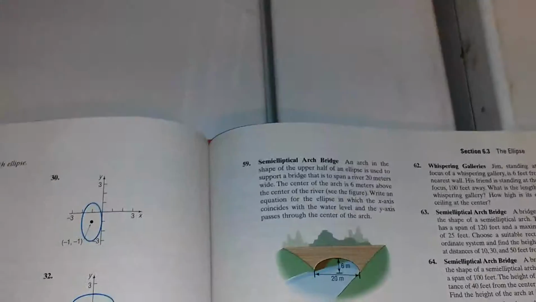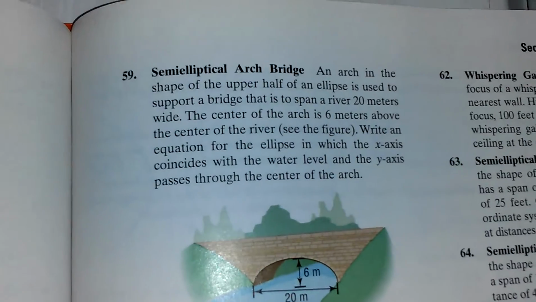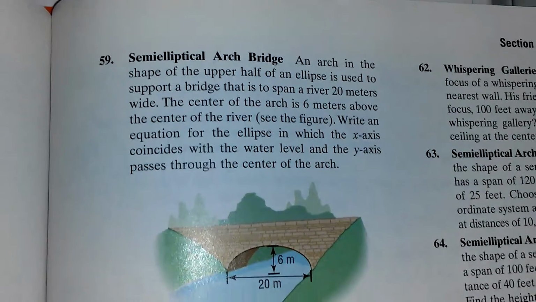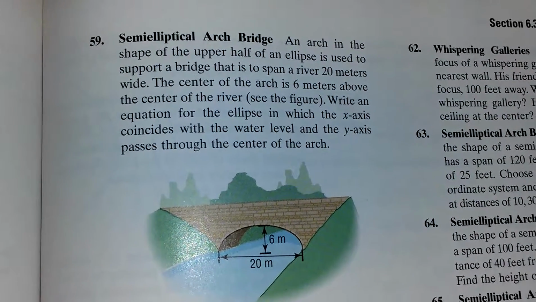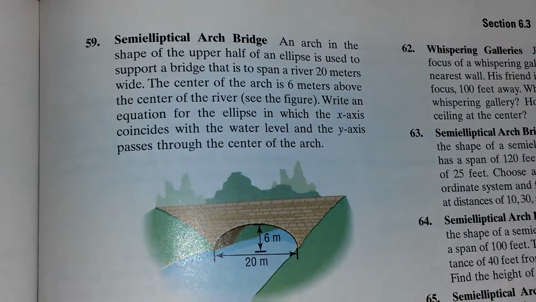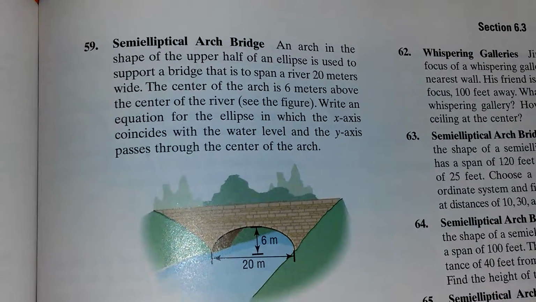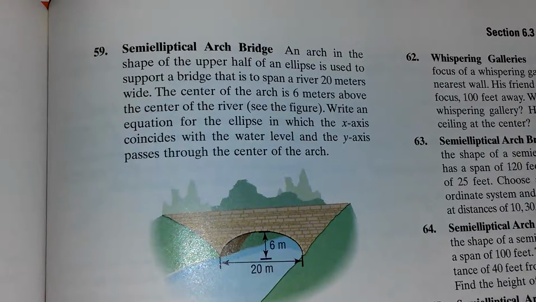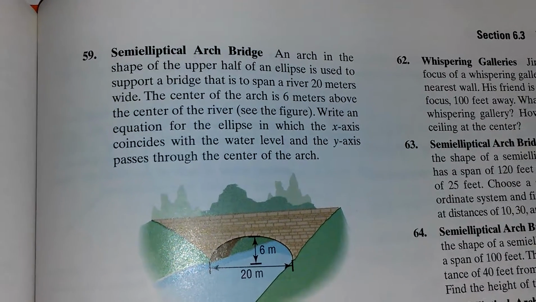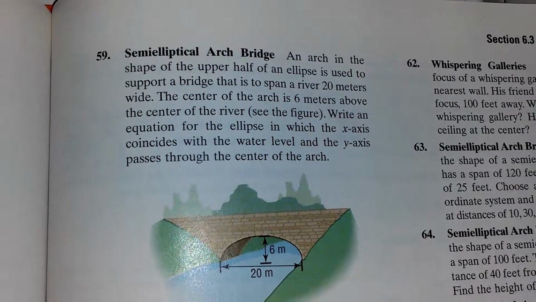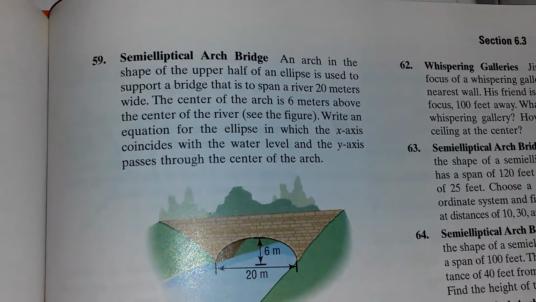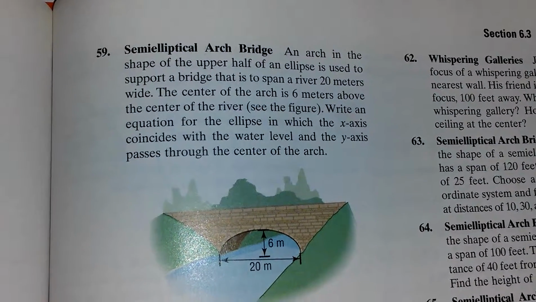I have another problem. It's in the book, so I'm just going to show you the problem. It's number 59, semi-elliptical arc bridge. An arc in the shape of the upper half of an ellipse is used to support a bridge that is to span a river 20 meters wide. The center of the arc is 6 meters above the center of the river. See the figure. Write an equation for the ellipse in which the x-axis coincides with the water level and the y-axis passes through the center of the arc.